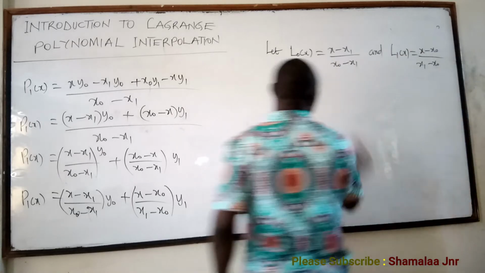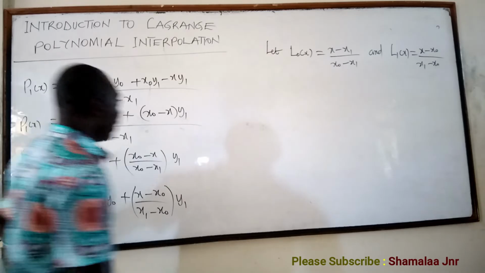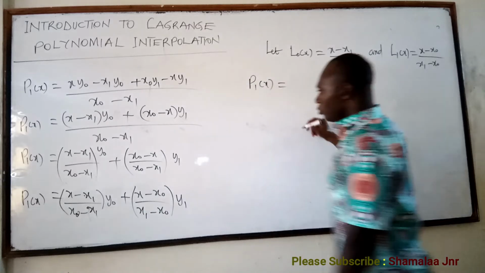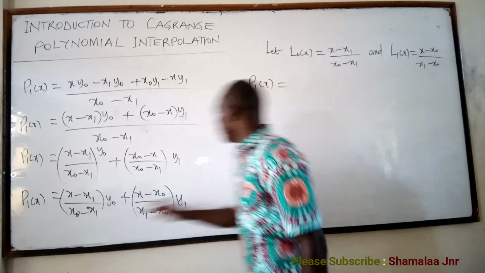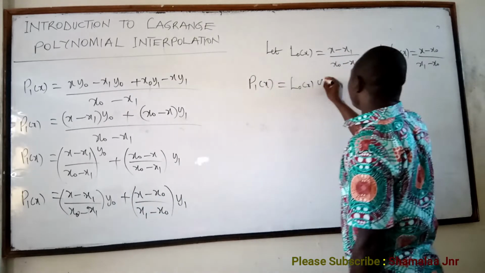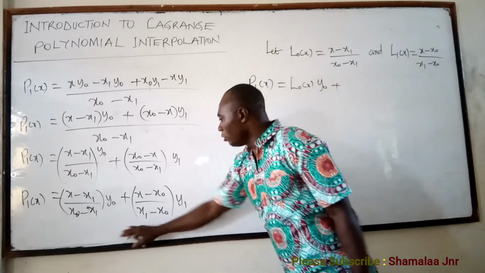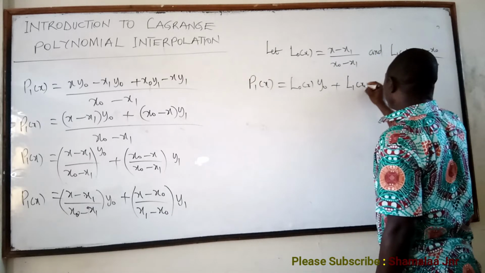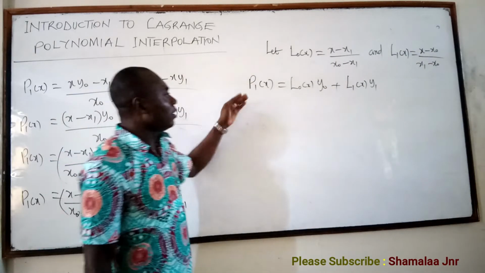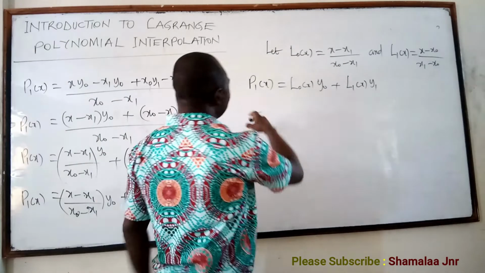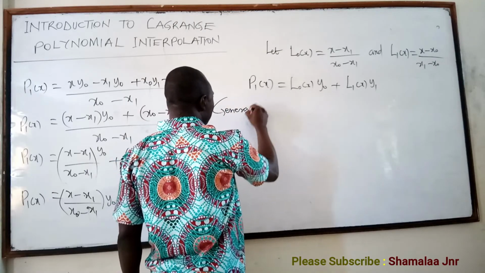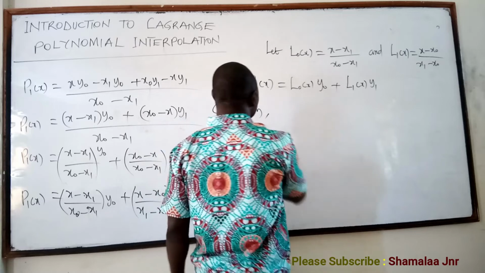Now, if you do this, then this linear polynomial p1 of x will become equal to, you see, in place of the whole of this, you write L naught of x times y naught, plus, in place of the whole of this, you write L1 of x times y1, isn't it? So this will be the linear polynomial that you have been looking for. Generally, you can write this.